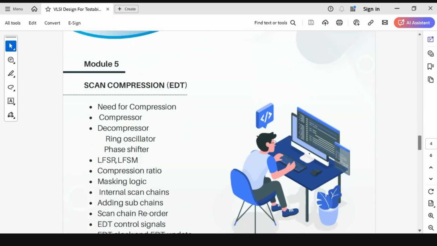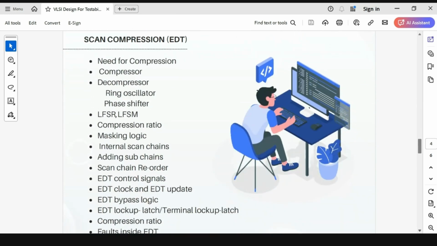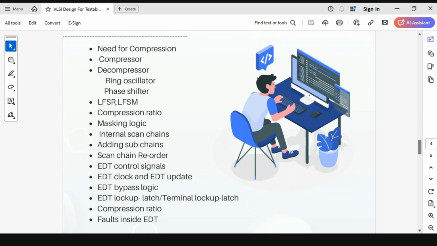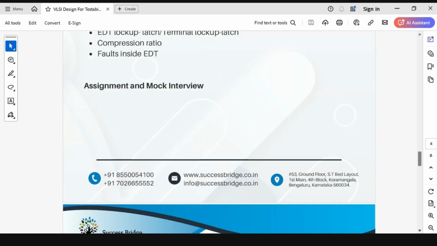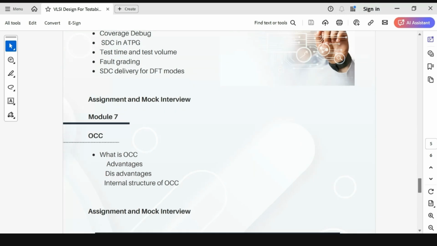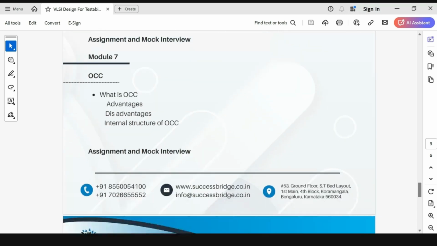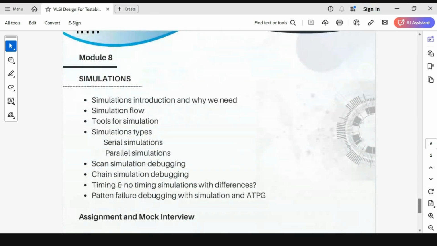Then we'll move to scan compression. What is the need of compression, compressors, decompressors, and everything. Then we'll move to ATPG also. ATPG, we'll cover the entire topic from the basics. What is ATPG? Basic flow, inputs, LOS, LOC, and what is OCC? Advantages, disadvantages, their internal structures and simulations.